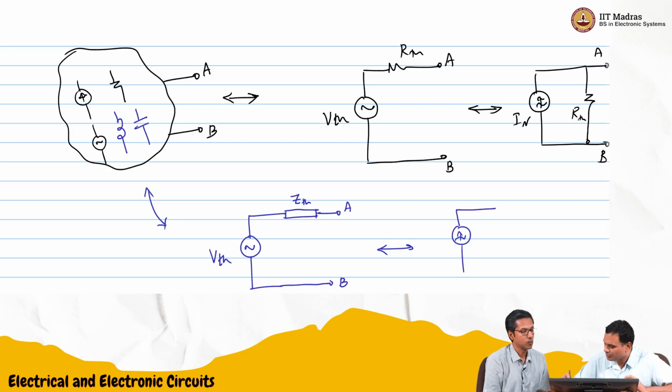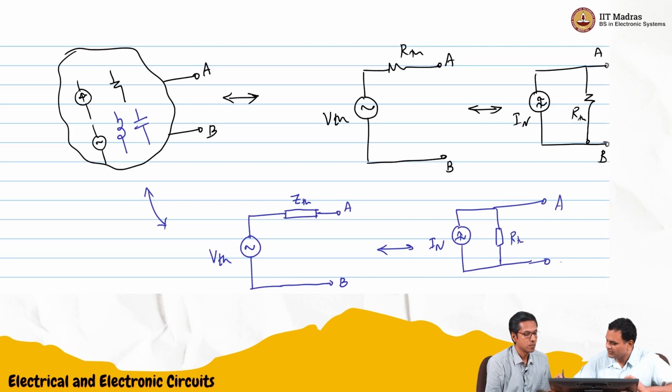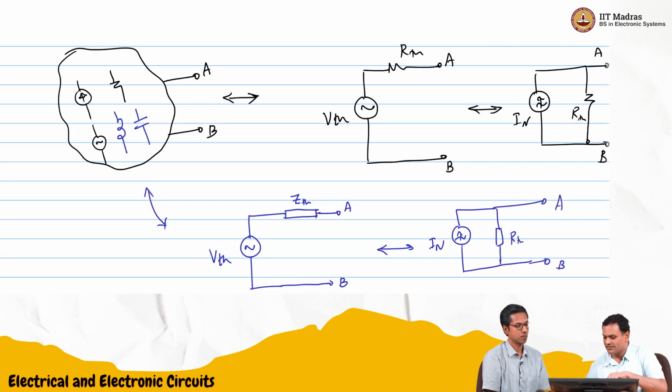So you'll have IN in parallel with RTH or Rn across A and B. Interestingly, the minute you have inductors and capacitors, it does not mean this VThevenin and the old VThevenin need be the same. The magnitude may be different, even the angle may be different, right?